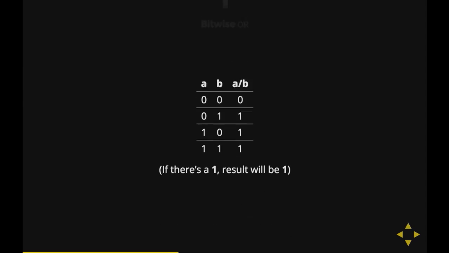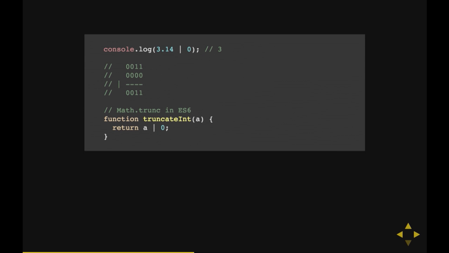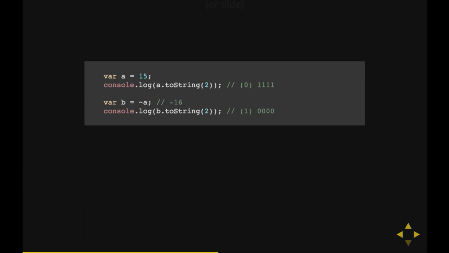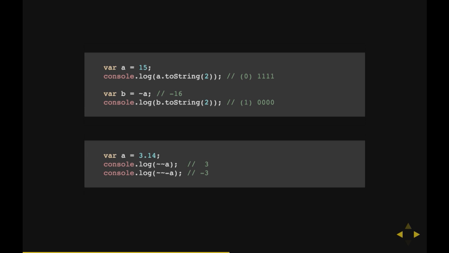You can do the same with OR. Basically, if there's a one, the result will be a one. And if you do an OR with zero, everything gets passed down except the decimal. It's exactly like truncate in ES6. What about negative numbers? They lose the decimal as well. Bitwise NOT simply switches the bits, even the sign bit. So you can do cool things like this.